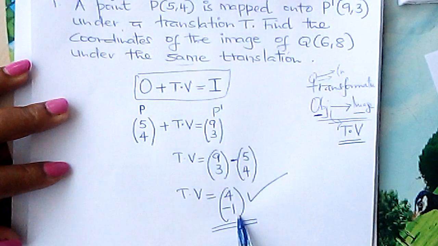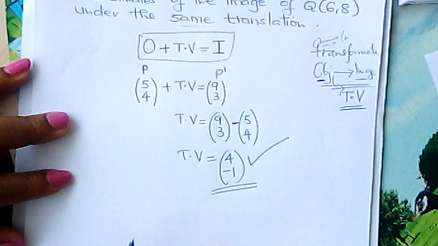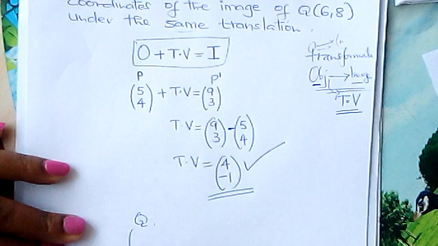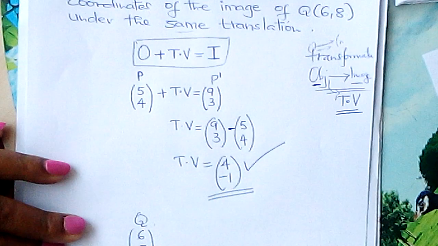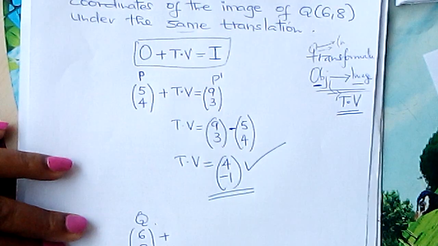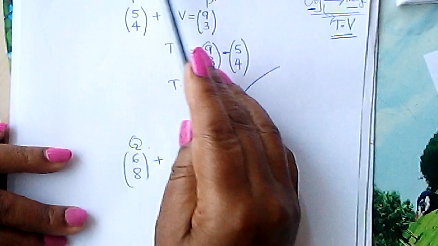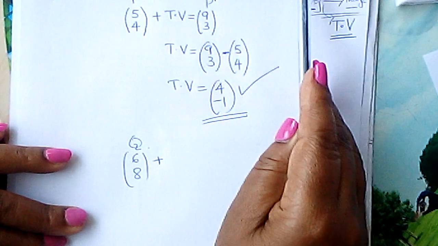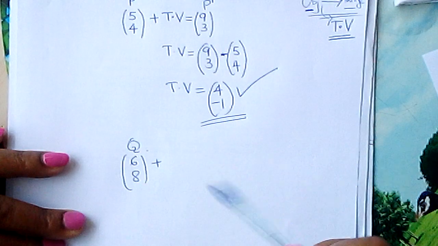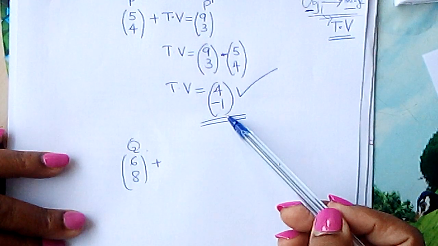And this is the translation vector which is now applied on Q, learner. So we take our Q, we write it as a position vector, 6, 8. Then we add now our translation vector. Look at that, learner. We are told find the coordinates of the image of Q. And Q is at 6, 8. Add the same translation. I'm using the same translation vector.